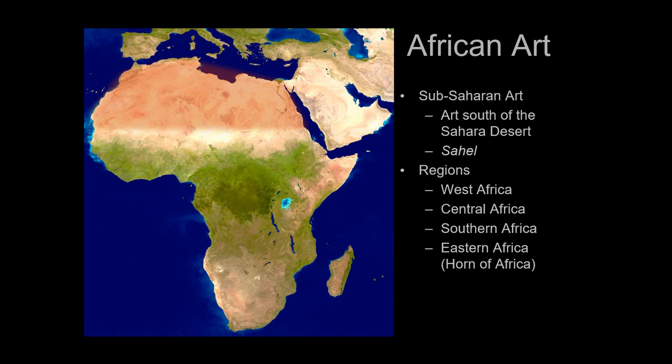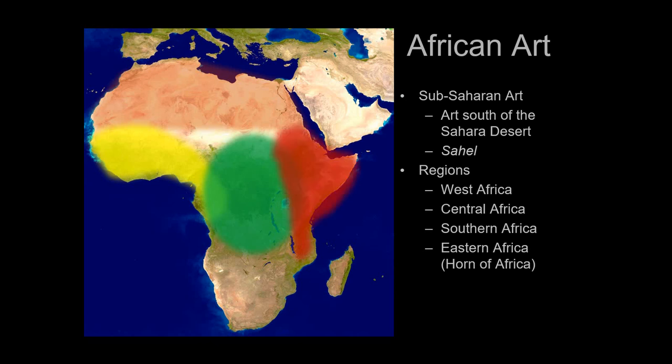So let's talk about the major regions of art and how they're a little bit different. We're going to talk about West African art. That's, of course, the West Coasts. We're going to talk about Central Africa as the central rainforest regions. There's the Horn of Africa, which is going to be the savanna and the veldt out to the Indian Ocean. And then, of course, there's Southern Africa.